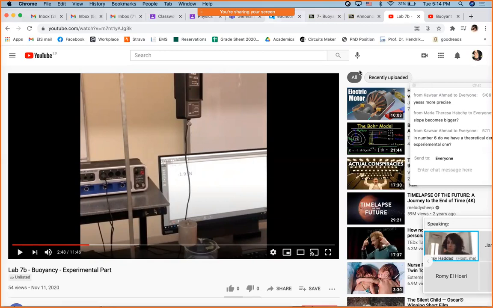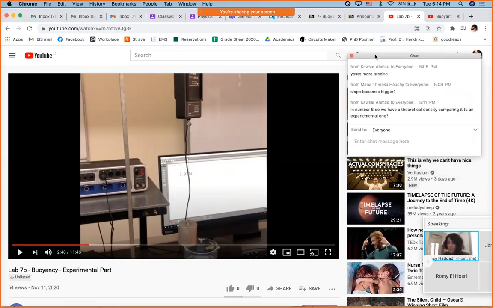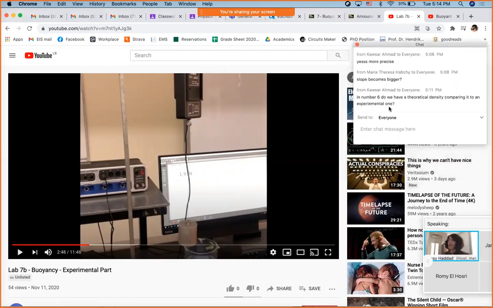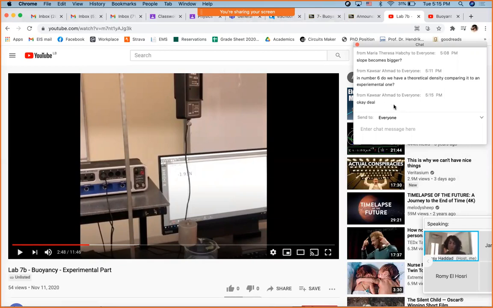Kausar is asking, number 6, do we have a theoretical density to compare to an experimental one? For the tap water, we're gonna use 1000 kilogram per meter cube as our reference, which I believe is not very accurate. But we're gonna use it as a reference and compare our measurements to it, okay?